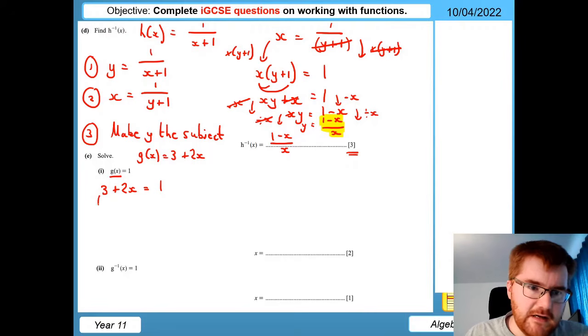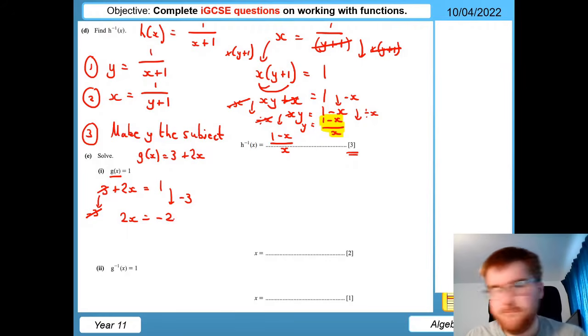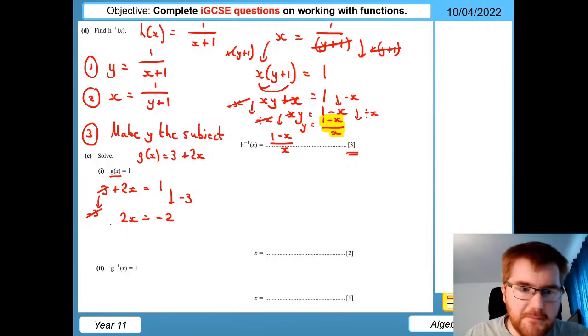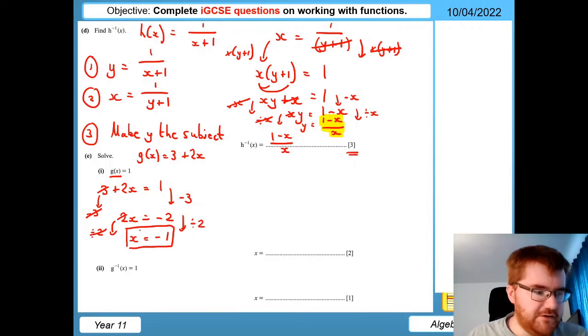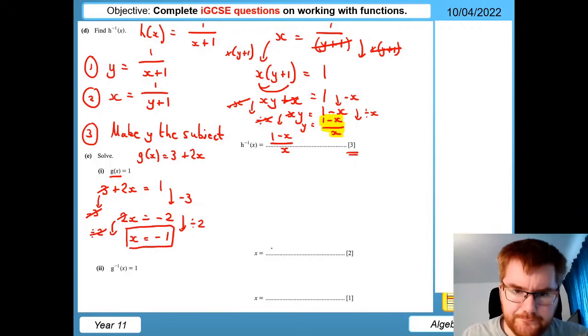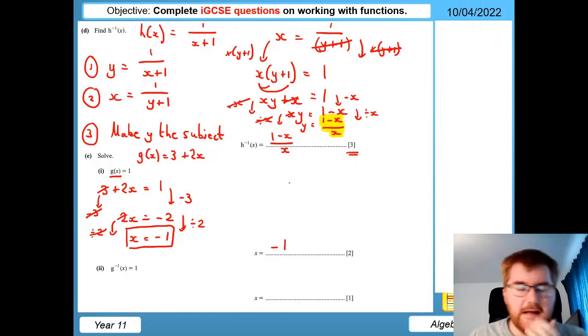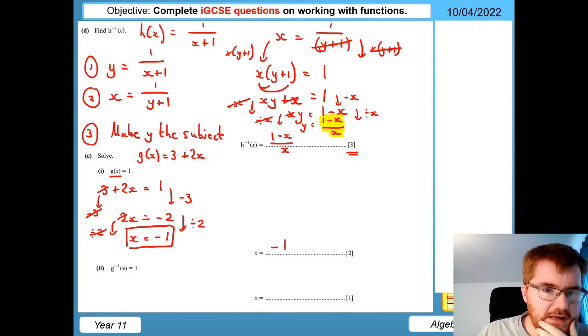So the opposite of adding 3 is minusing 3 from both sides. This cancels. We're left with 2x. 1 minus 3 is equal to minus 2. Again, use your calculators if you don't like your negative numbers. And then the opposite of timesing by 2 is dividing by 2 on both sides. This cancels and we're left with x is equal to negative 1. So we can just pop that answer over here, negative 1.